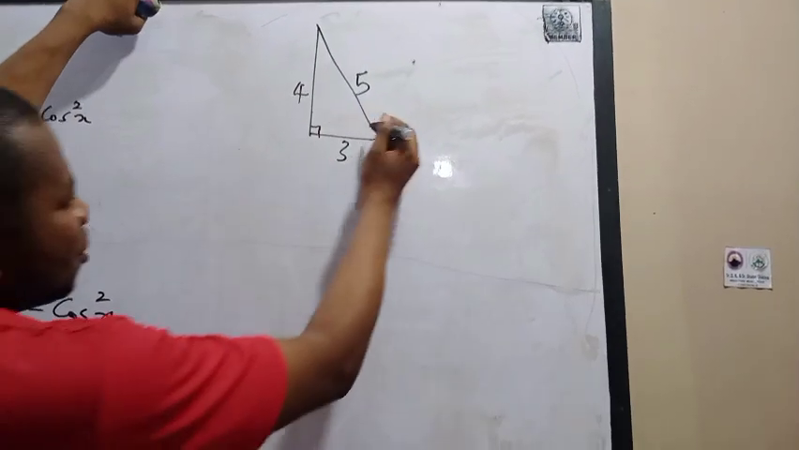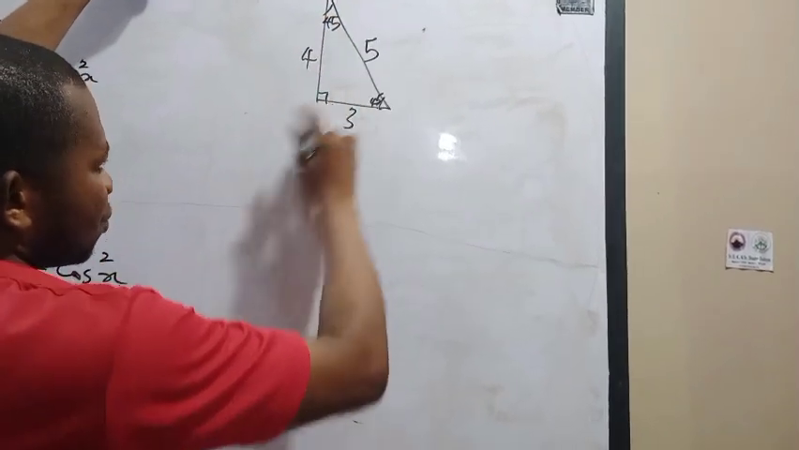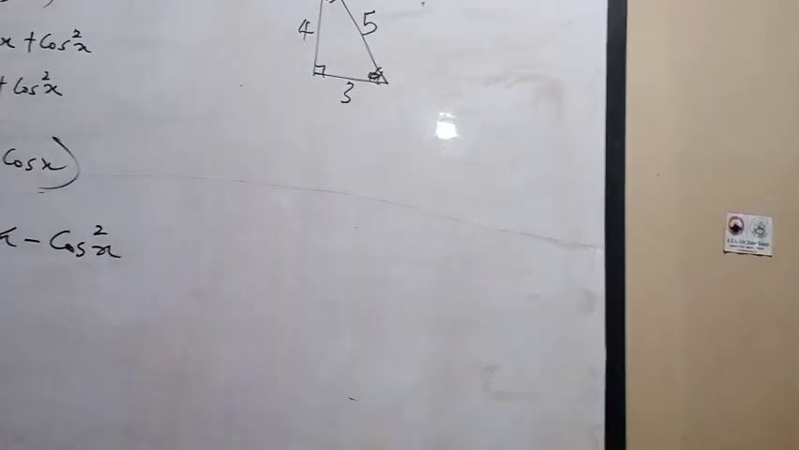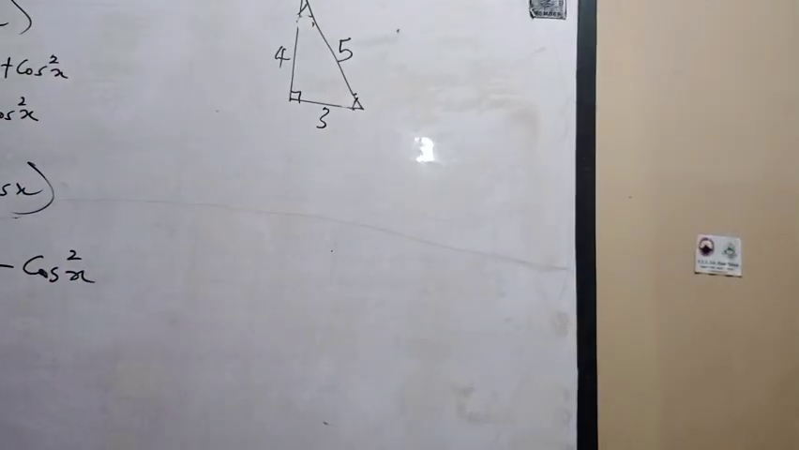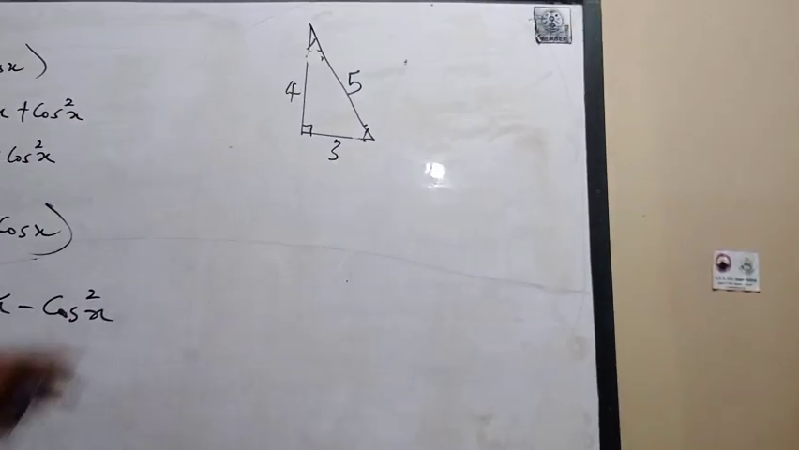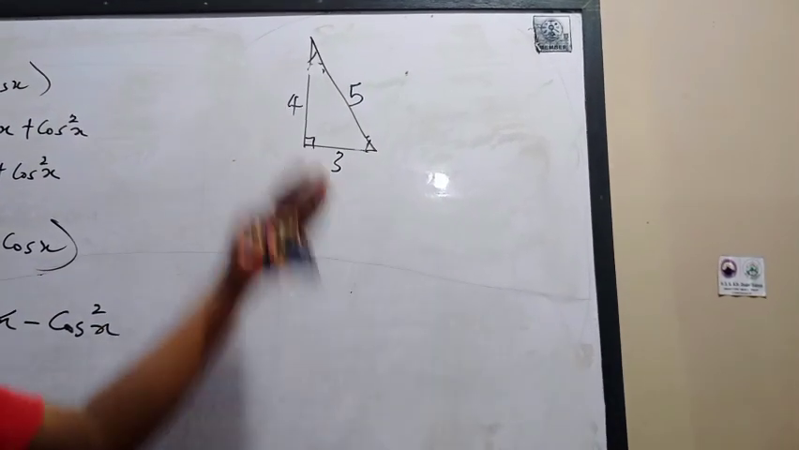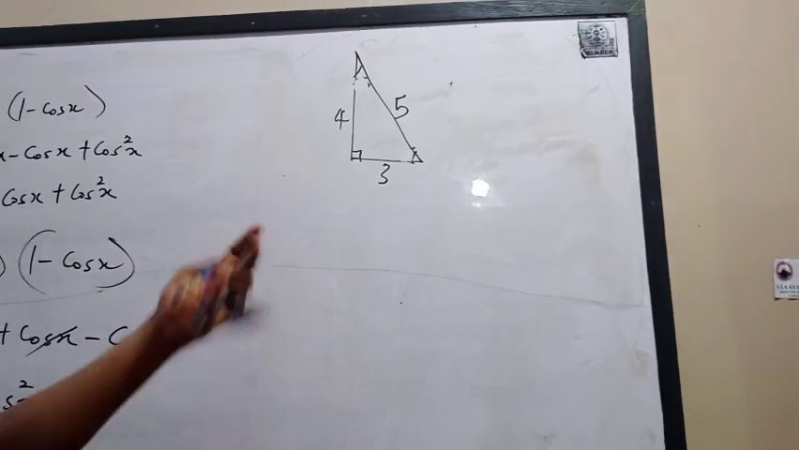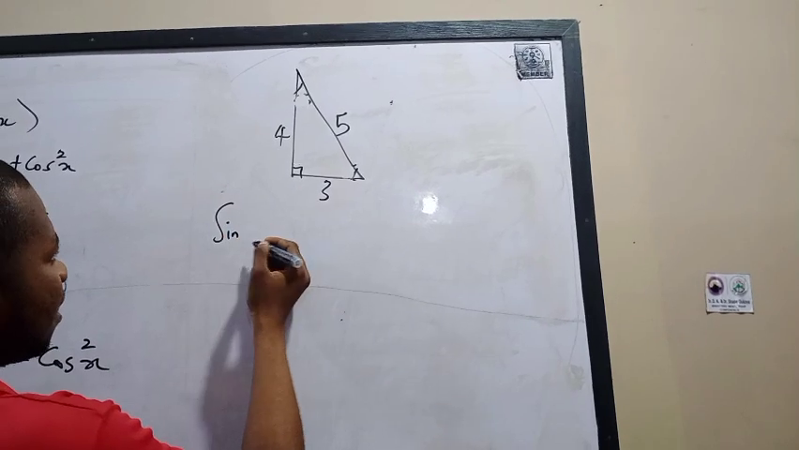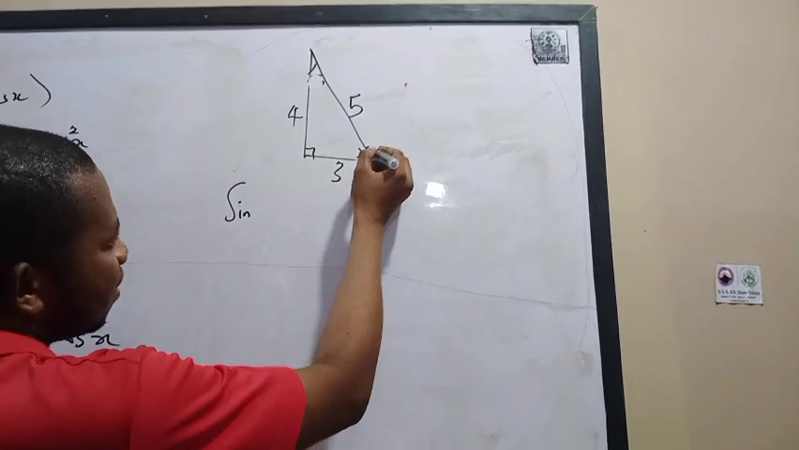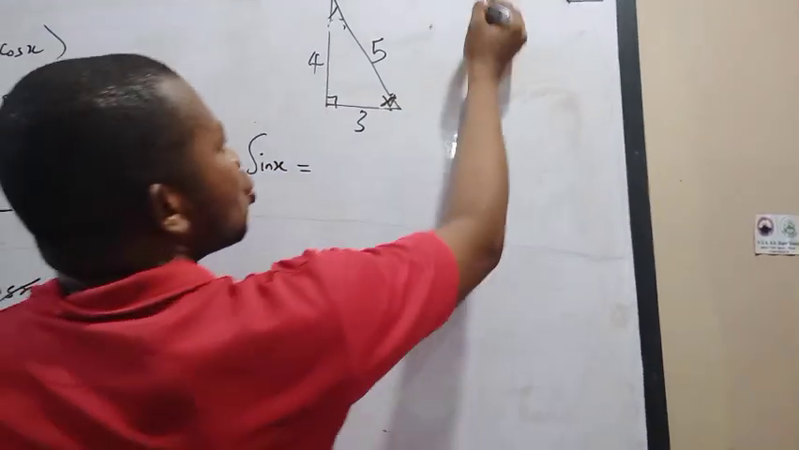If here is 90, that means here is 45, here is equally 45, total of 180. But I don't need this angle now, I just want to illustrate something. If I should go by SOHCAHTOA, sine rule, cosine rule, tan rule, and the rest of them, I have sine theta. Let's assume that this angle is x degrees, that is, sine x.